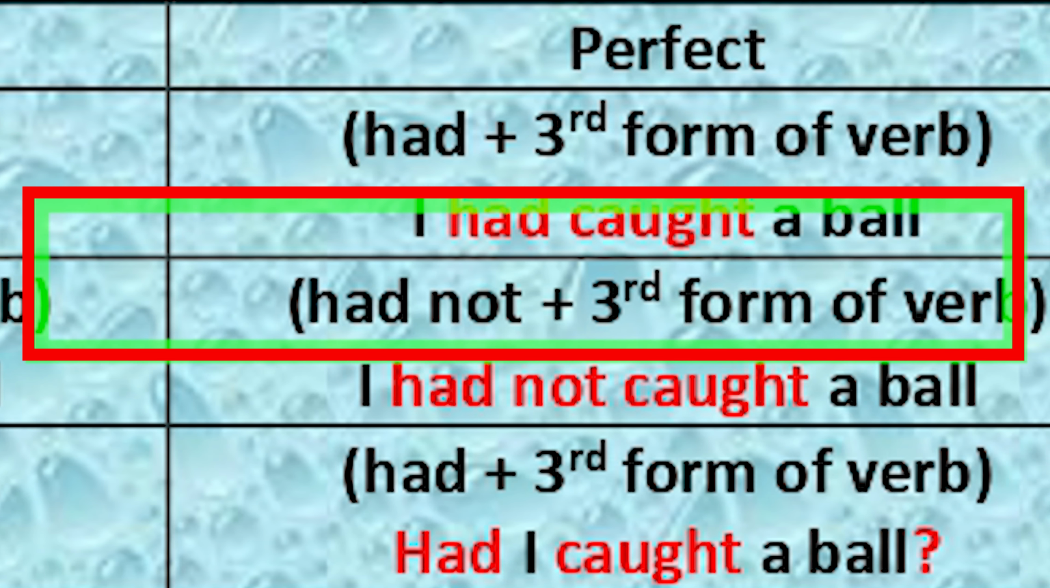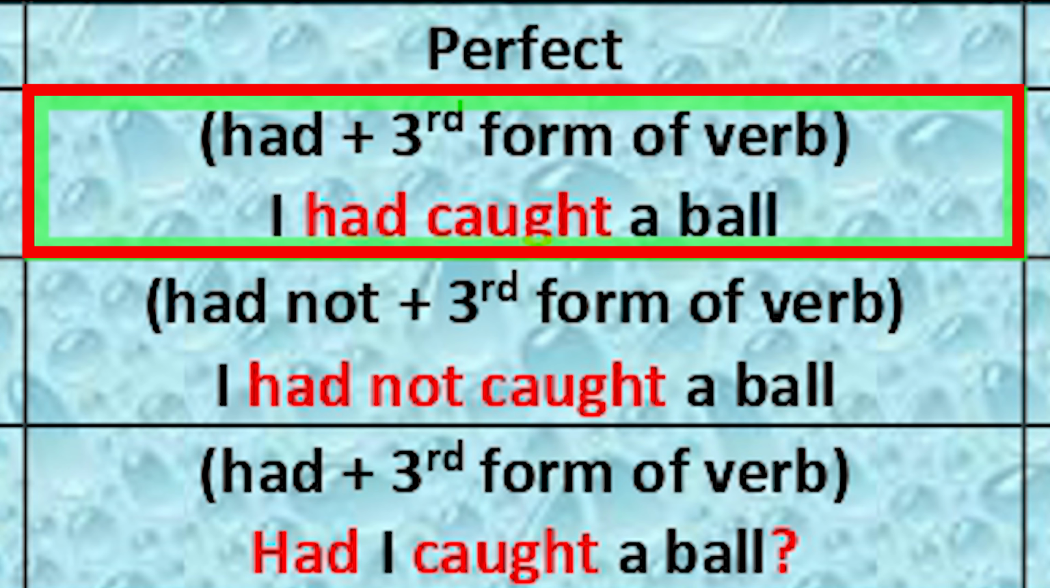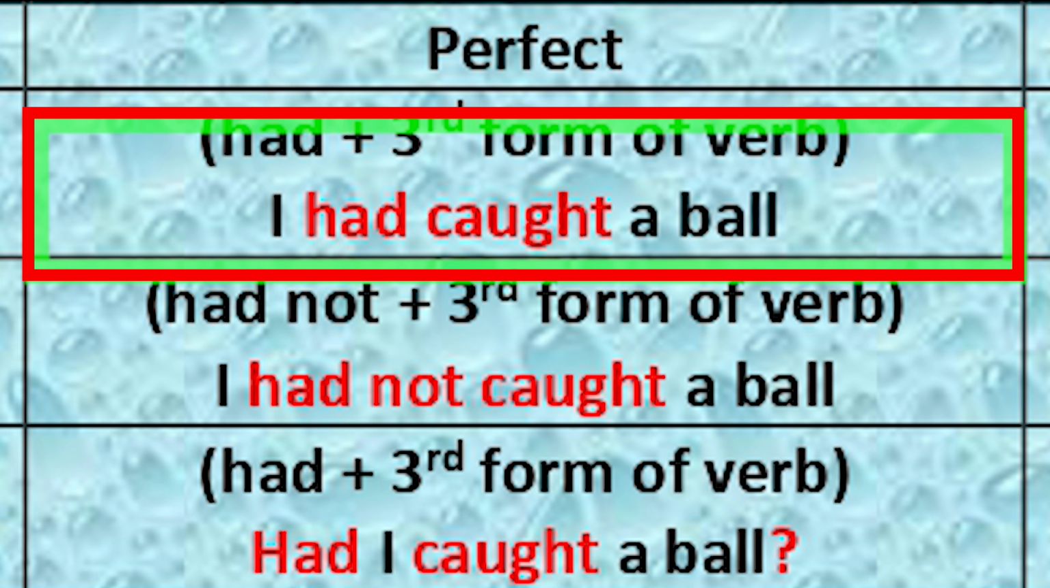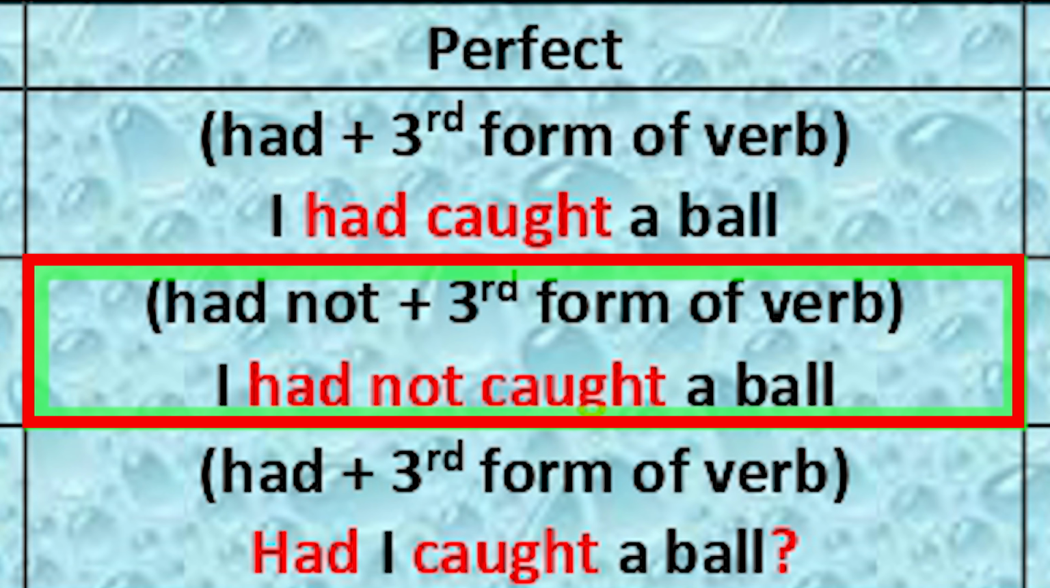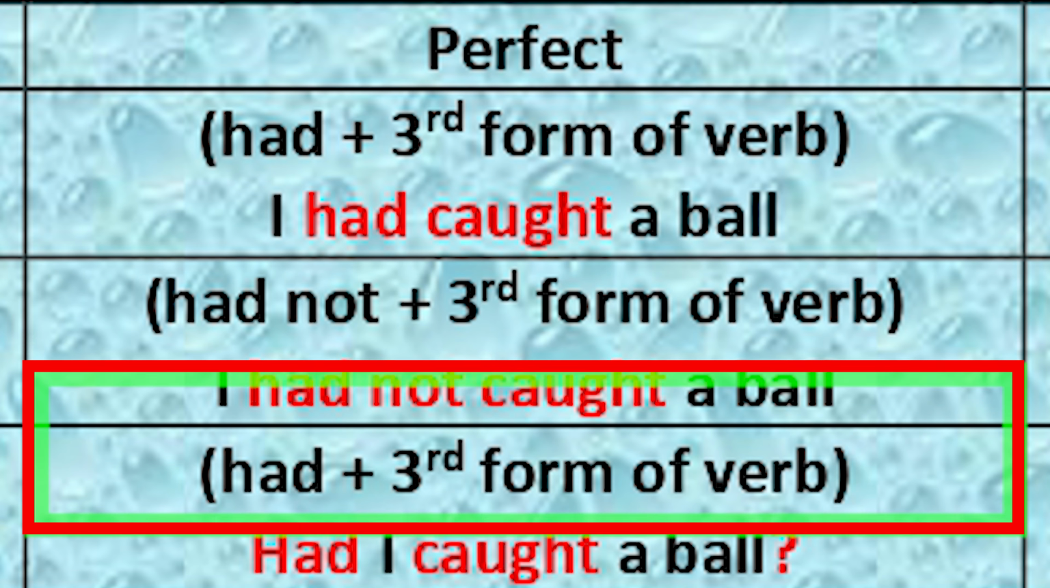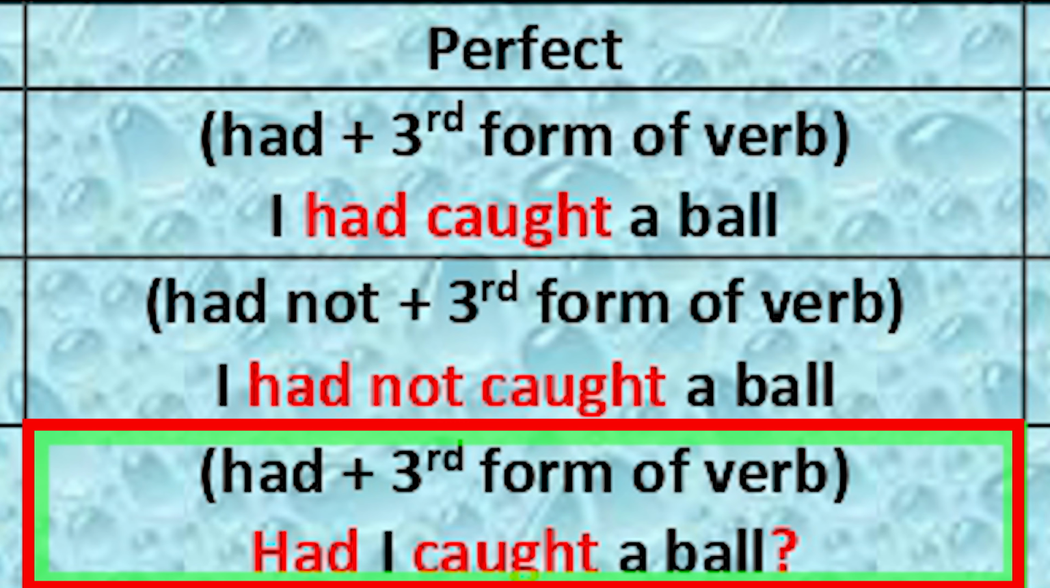And now we are moving to past perfect tense. Then we are using here the word had and we will use a third form of verb with first person singular pronoun I. I had caught a ball. Okay. And in negative sentence, we will say, I had not caught a ball. The third form is here. And in interrogative sentence, we will use had in start of sentence and we will say, had I caught a ball.